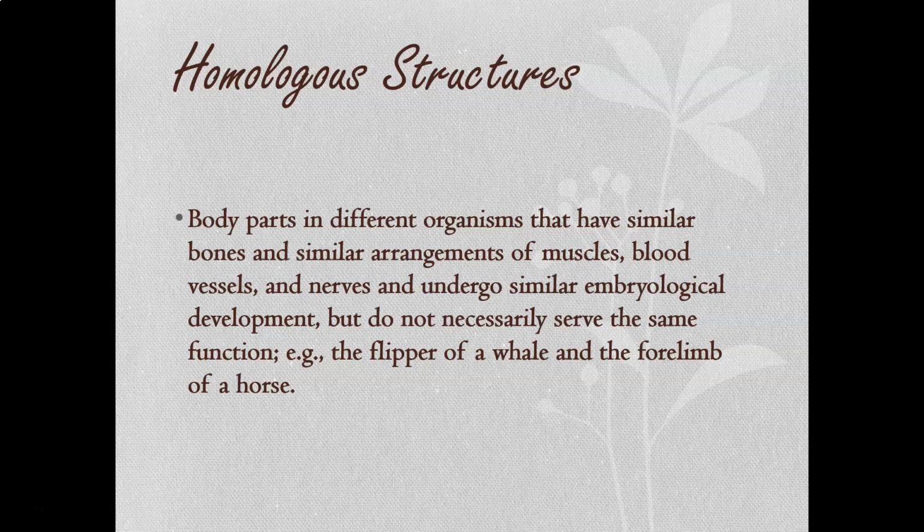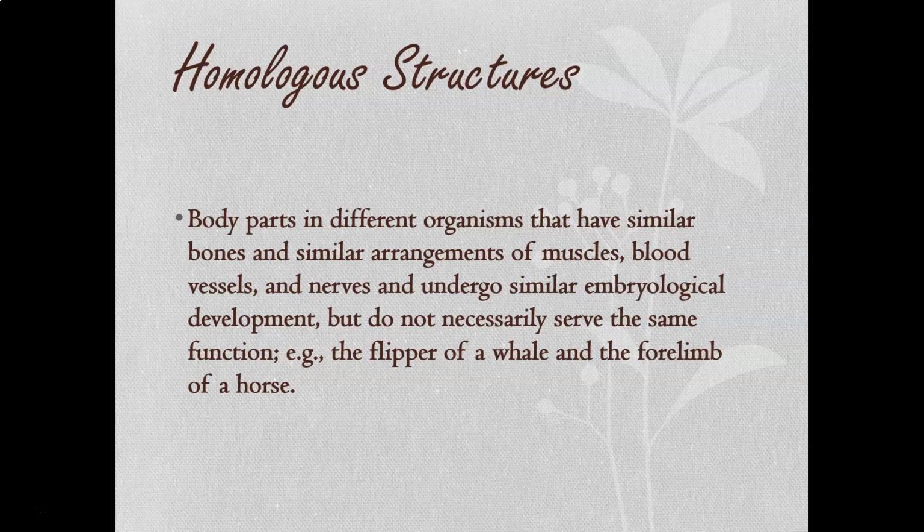Now, that being said, these homologous structures don't necessarily look identical to each other. It's just that the arrangement of the bones, the muscle, the blood vessels, so on and so forth, are all very much connected in the same ways, nor do they necessarily need to serve the same function in the organism itself. So the example I have here is a flipper in a whale and the forelimb of a horse.